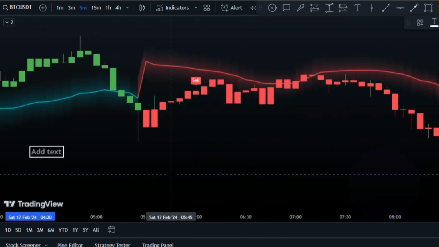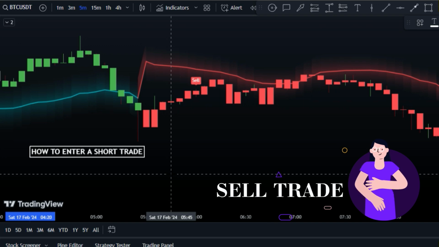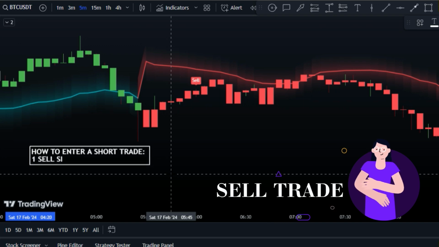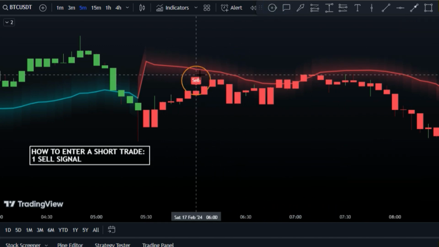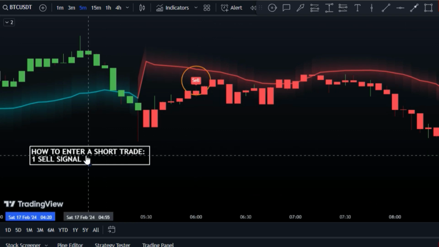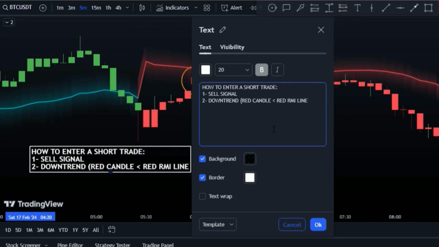And when considering a short trade, begin by looking for a sell signal from the RMI trend indicator on the chart. Next, examine the market to confirm a downtrend by ensuring that the signal candle is red and the closing price is below the red line of the RMI trend sniper indicator.